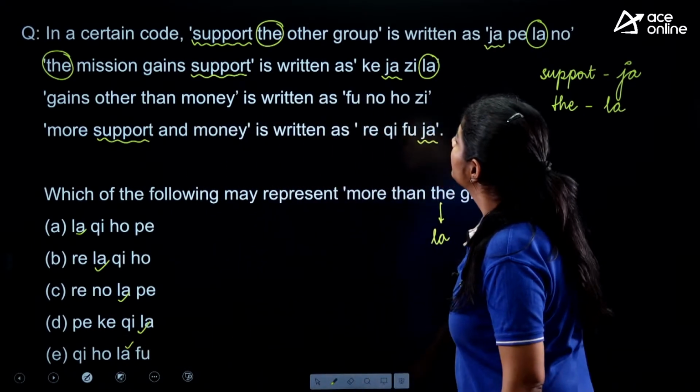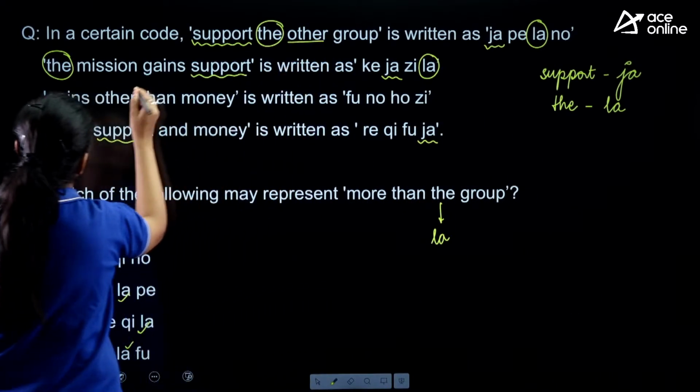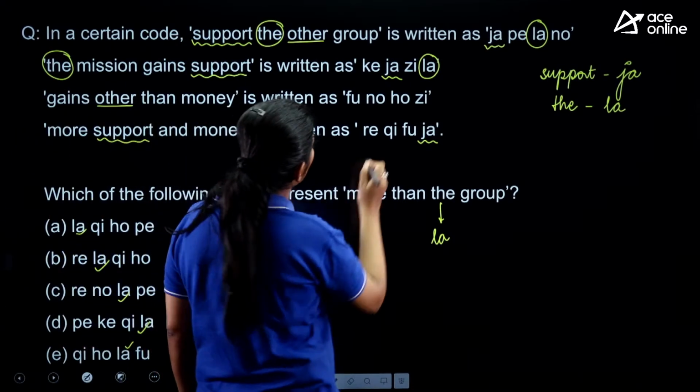Next, the next common word that we are having over here is other. Here we are having other, right? And the common code is no.